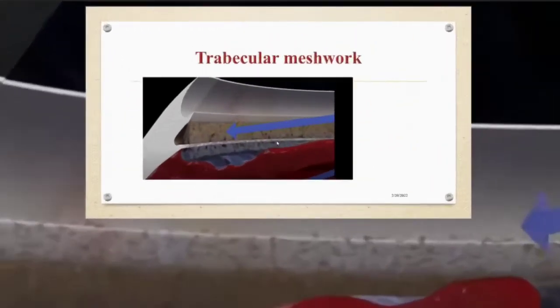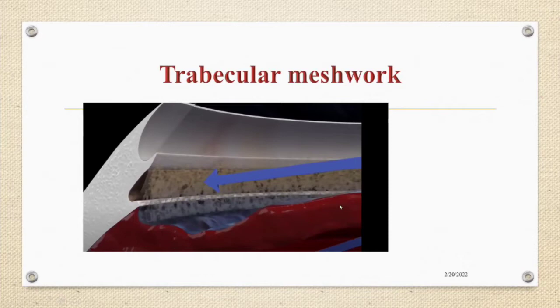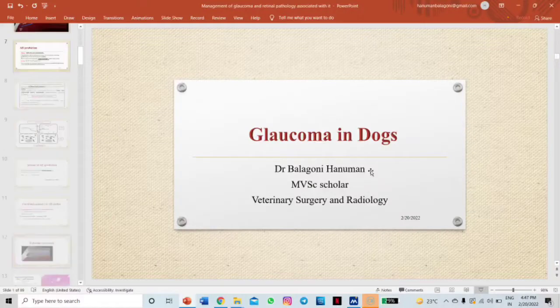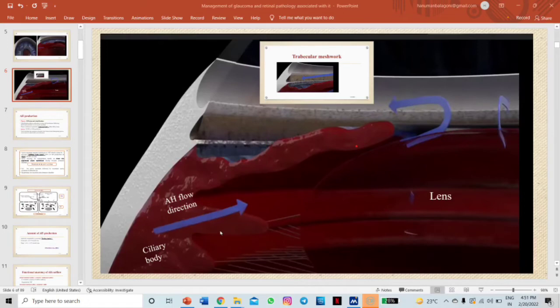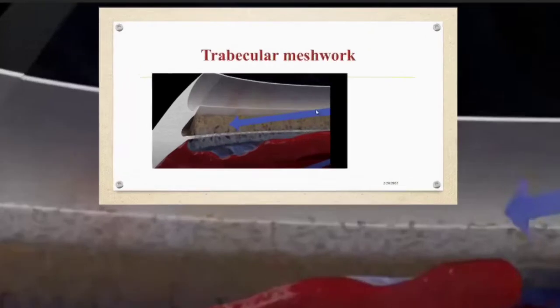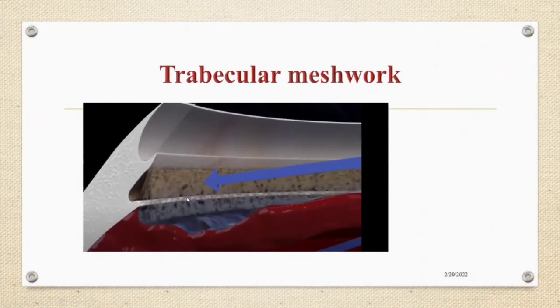Coming to the trabecular meshwork, this is the flow direction of the aqueous humor from the posterior chamber to the anterior chamber, then to the trabecular meshwork. The trabecular meshwork is nothing but connective tissue fibers arranged in the iridocorneal angle, with gaps between them. Through these gaps, the aqueous humor flows out of the anterior chamber.